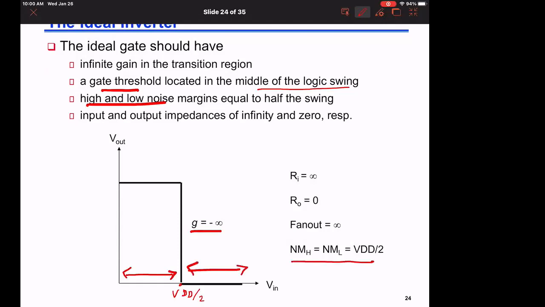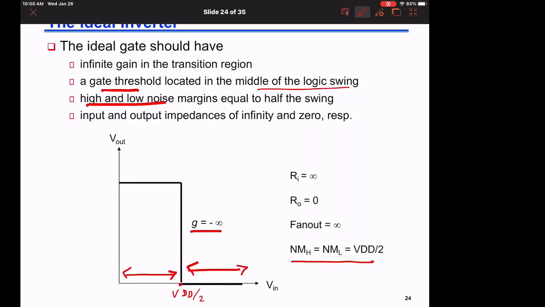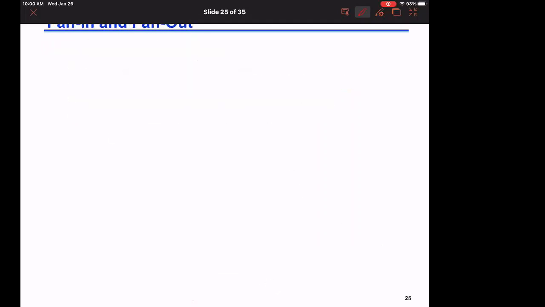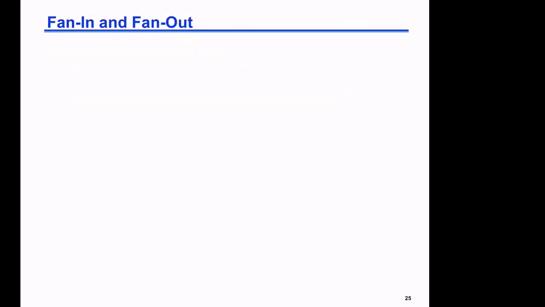And it has infinite input impedance and zero output impedance. We'll talk about these later. But what matters to us now is to know what the characteristics are from a noise perspective. Great. Now we're going to talk about the fan in and fan out of a circuit.